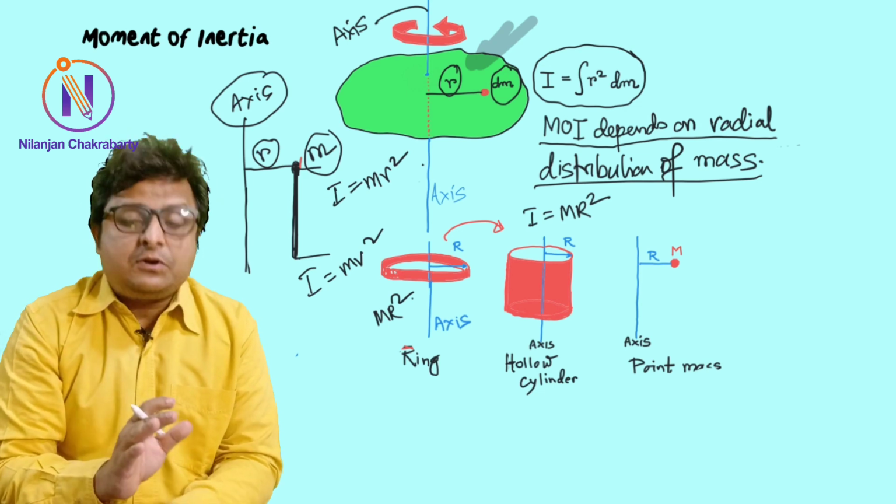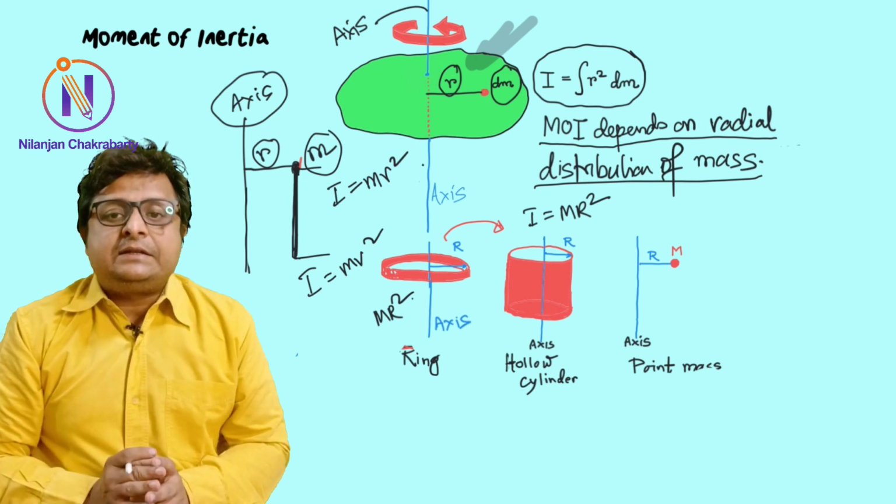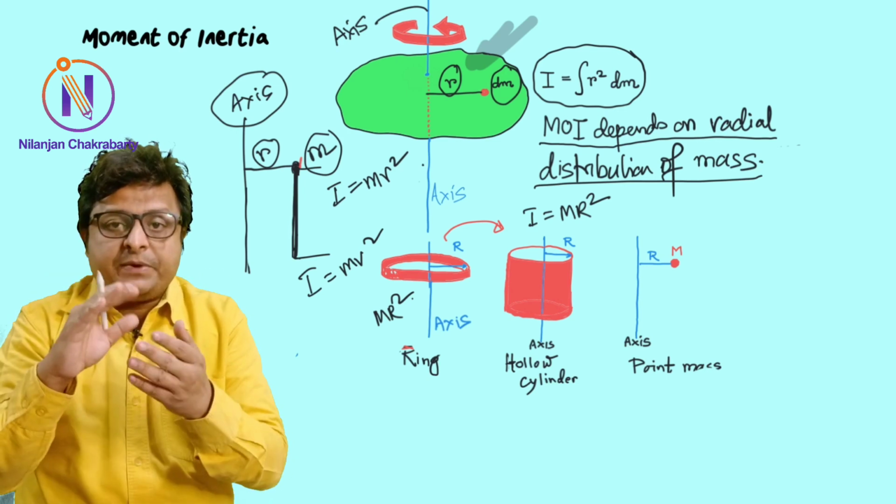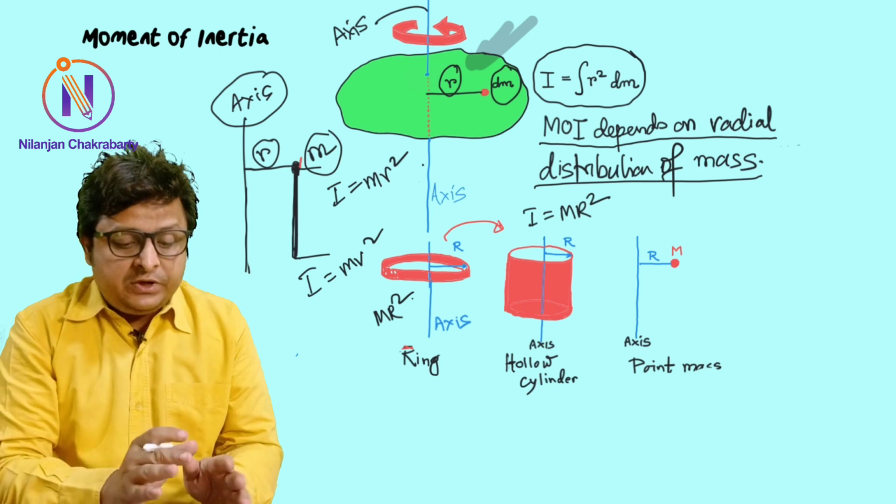यहाँ पे radial distribution of mass change नहीं हुआ. क्या change हुआ? Axial distribution of mass. So parallel to the axis you can stretch or compress, whatever you can do, I will not change.